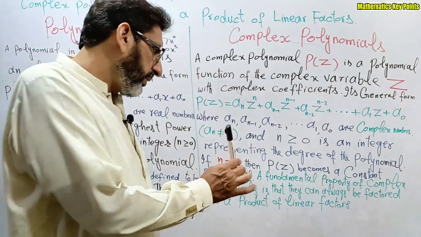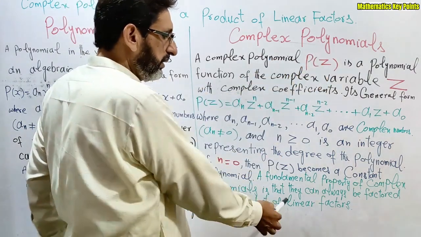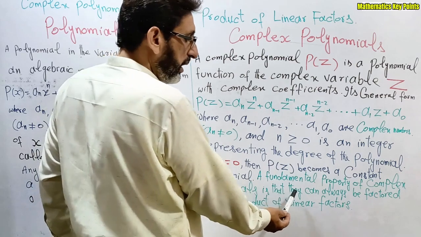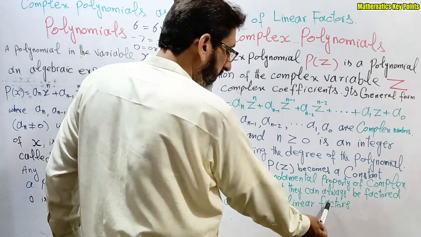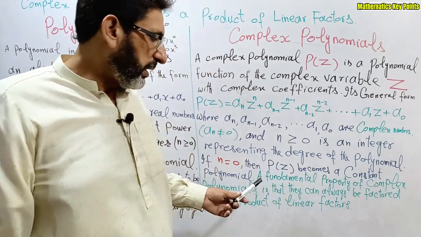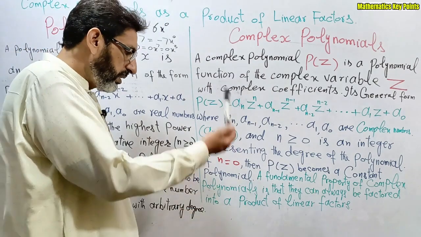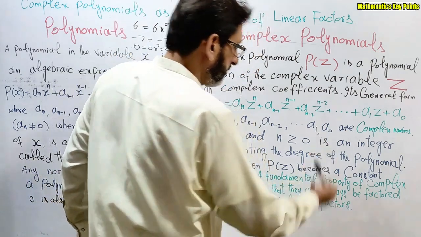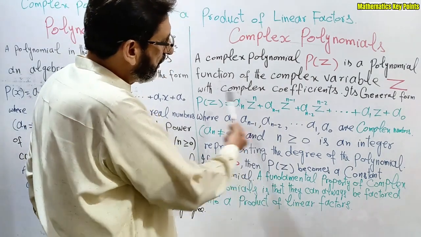A very important fundamental property of complex polynomials is that they can always be factored into a product of linear factors. Every complex polynomial, quadratic complex polynomial or cubic complex polynomial or a complex polynomial with higher degree, can be written as a product of linear factors. Now we will give some examples and we will check.